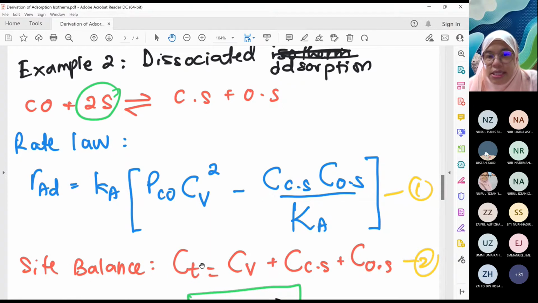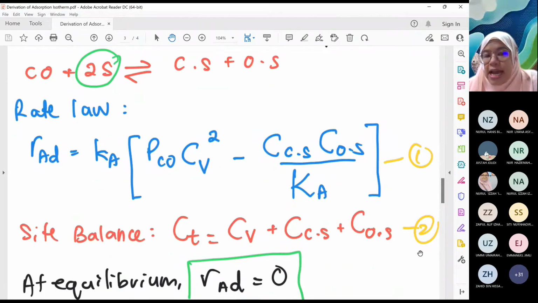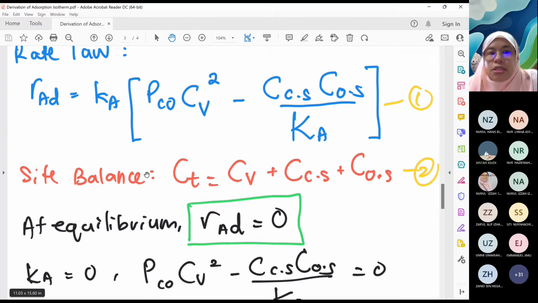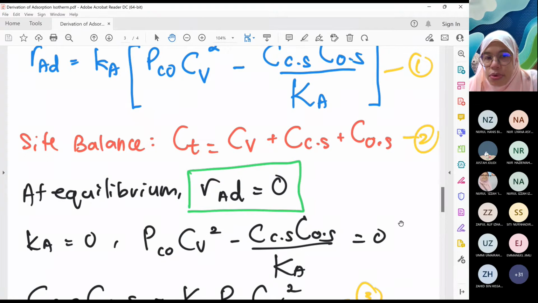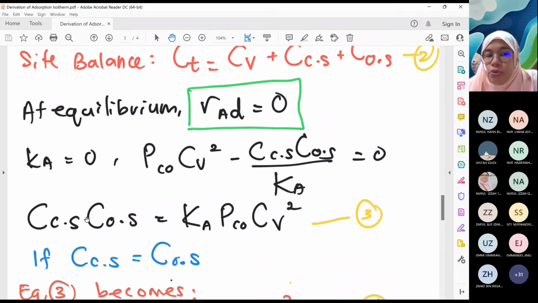Based on this reaction, C_T equals C_V plus the concentration of the adsorbed species, C_C·S and C_O·S. So this is equation one, the rate law. Equation two is the site balance. At equilibrium, the rate of adsorption equals zero, so automatically the adsorption rate constant term equals zero, so the term in bracket also equals zero. And then rearrange for the adsorbed species, K_A P_CO C_V squared.